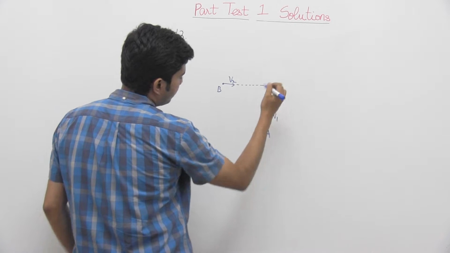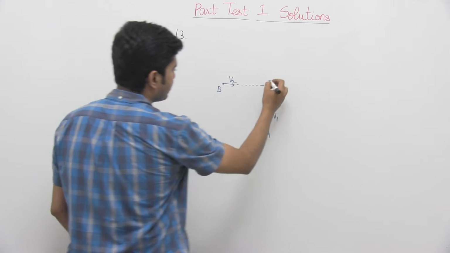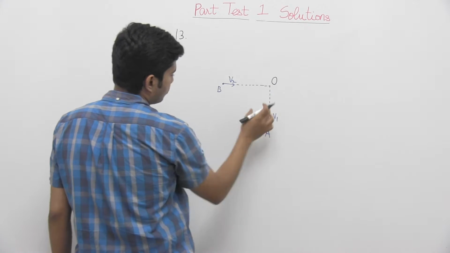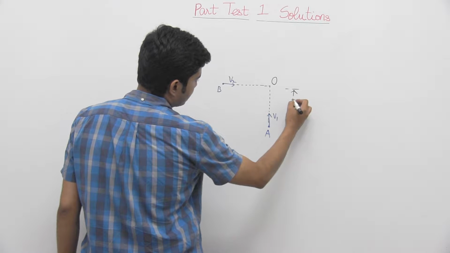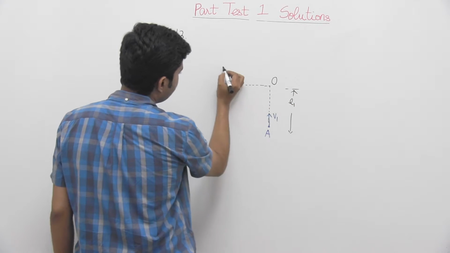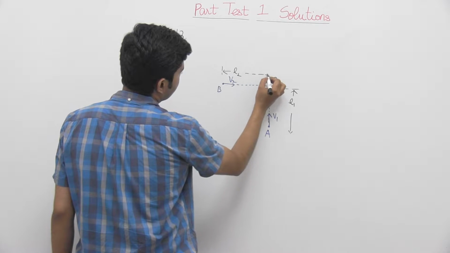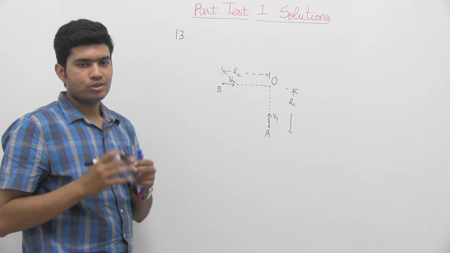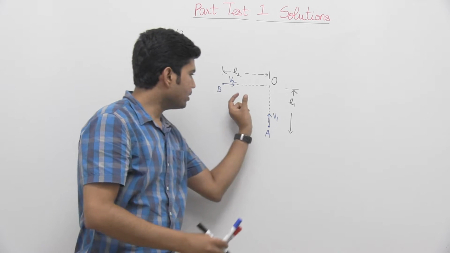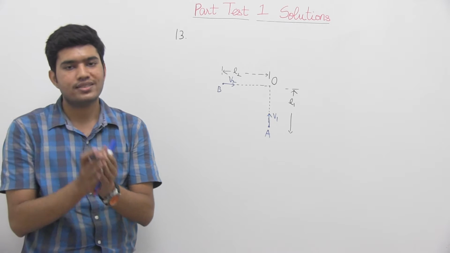From the point of intersection where the lines are intersecting, this is the intersection point O. A is at a distance of L1, this is L1, and B is at a distance of L2. They are asking us what is the shortest distance between them. So you see here, whenever two objects are moving, and you have to make one object stop, just use the concept of relative motion.